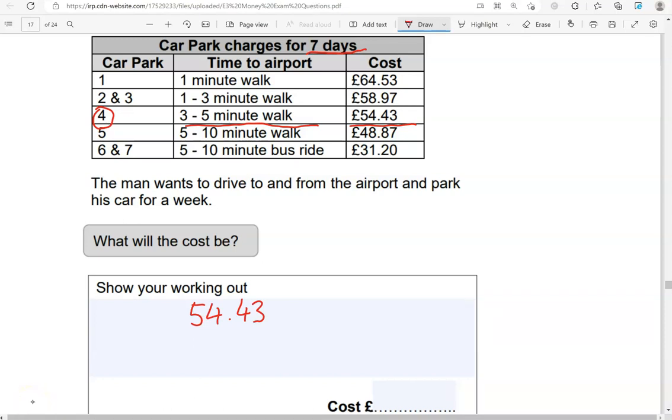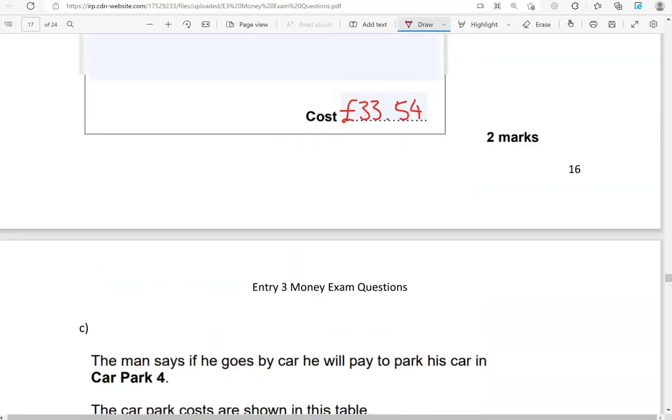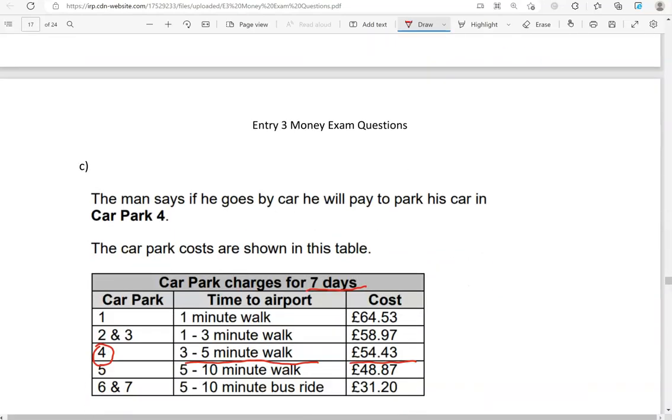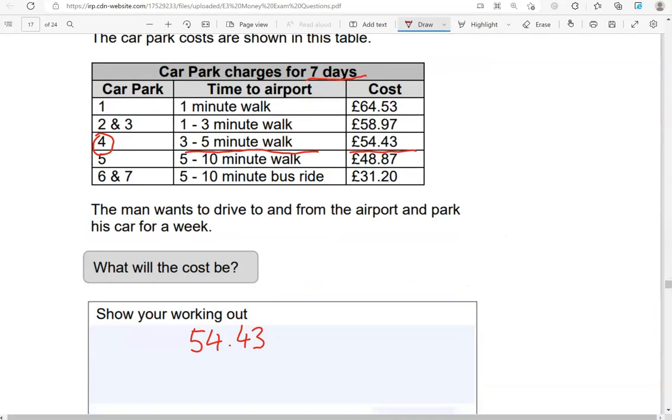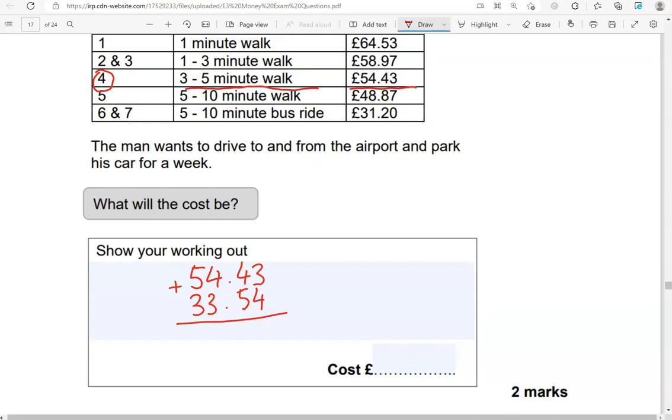That's for the car park, but he wants to drive there too, and we worked out the cost earlier, so that was £33.54. So let's add these together, which is £87.97.